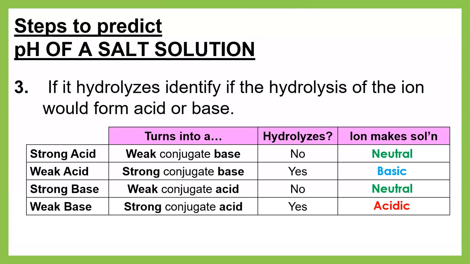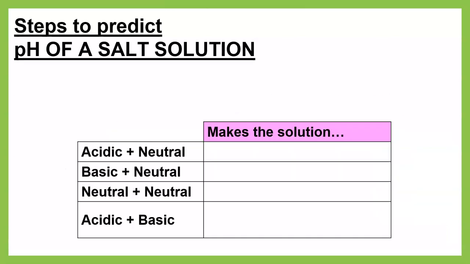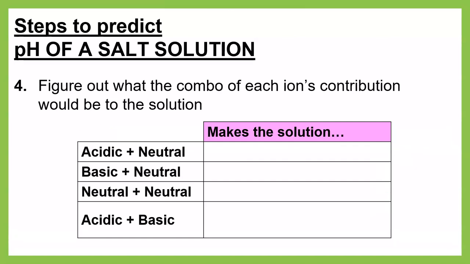So what you have to do for the cation, and then again for the anion, is see what kind of contribution it's going to have. You have to do this twice, for the cation and the anion. And then you have to think, okay, I have these two ions. They're each having some effect. And what combo of effects do I have? If I have something that's acidic and neutral, for example, I'd end up with something acidic. If I have basic and neutral, I'm going to get basic. Neutral and neutral would get neutral. You get the idea here?